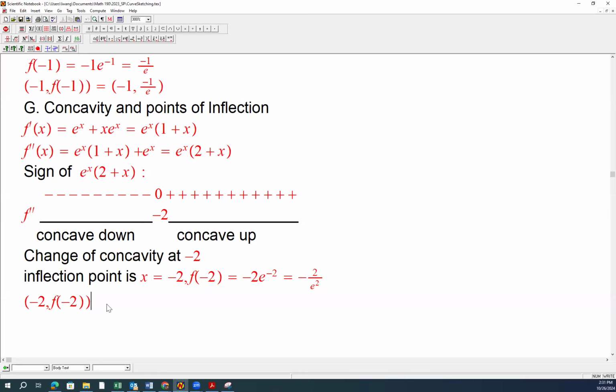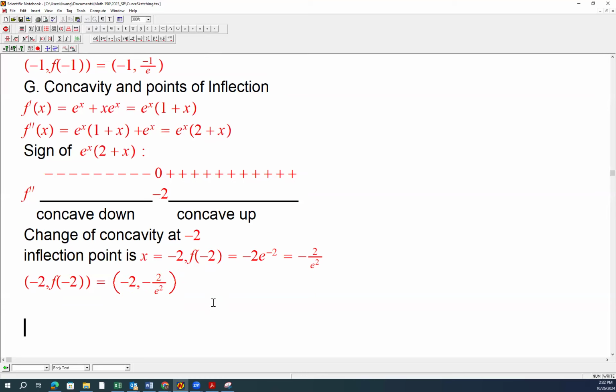Our inflection point is... Now we can put it in place: -2 and -2 over e squared. Okay, we'll keep this number. You don't need to approximate it because that's going to cause the loss of precision. Okay, so let's put this together.